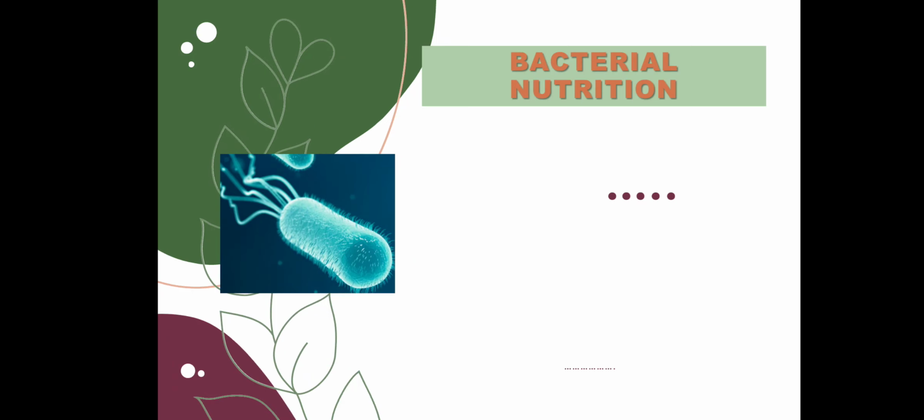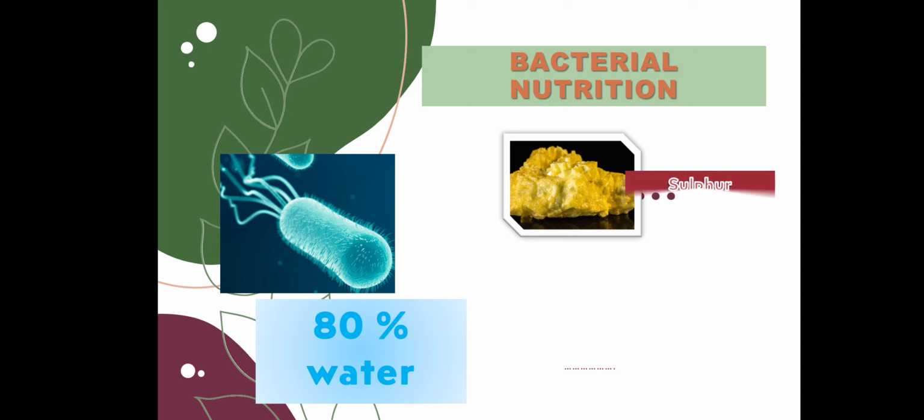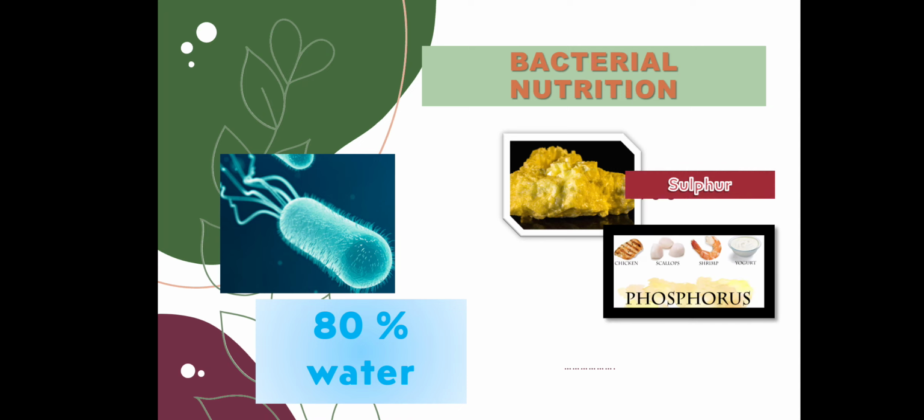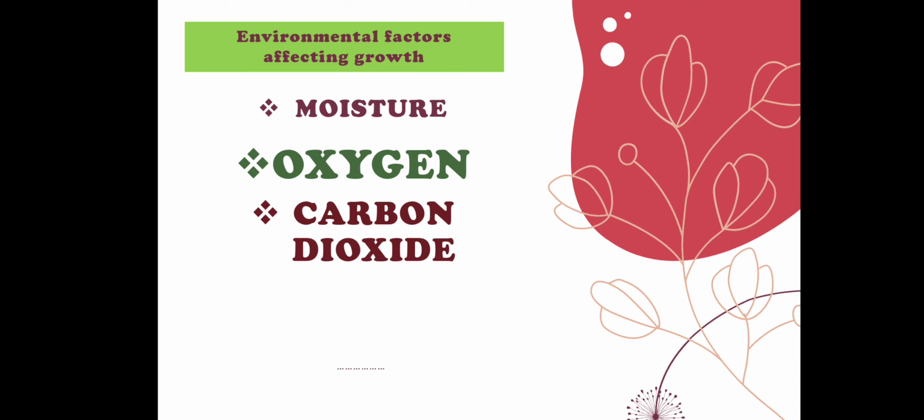So what are the bacterial nutritions? What does bacteria need to survive? First we have to know what a bacteria's body consists of. A bacteria's body consists of 80% water, and it has sulfur and phosphorus, and then a few microelements known as sodium, potassium, iron and magnesium, manganese, and this all occurs in the affecting environmental factors too.